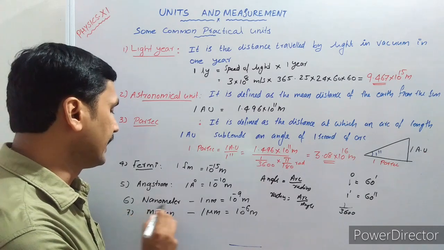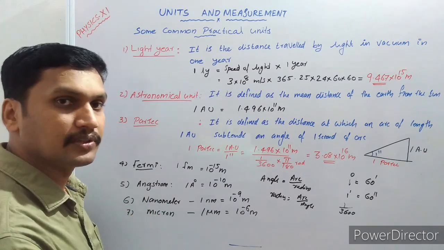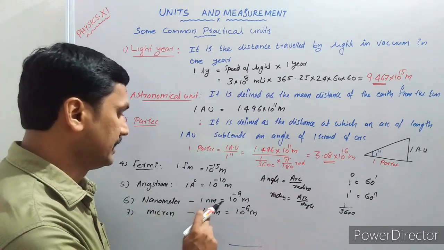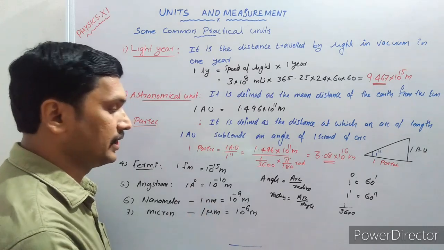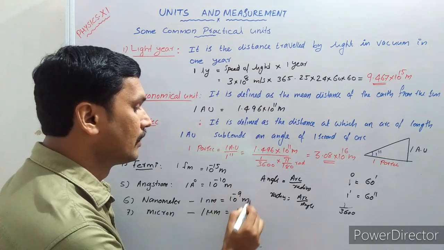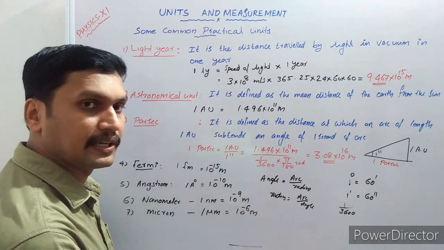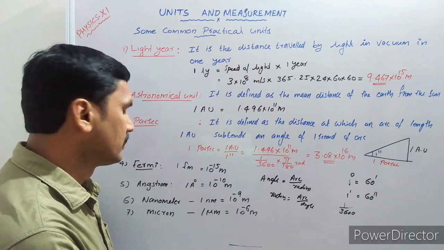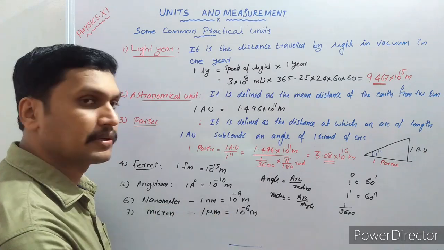Another unit is the nanometer. These are familiar to you. Now 1 nanometer, symbol nm, is equal to 10 raised to minus 9 meter. This is also a unit for the measurement of wavelength.